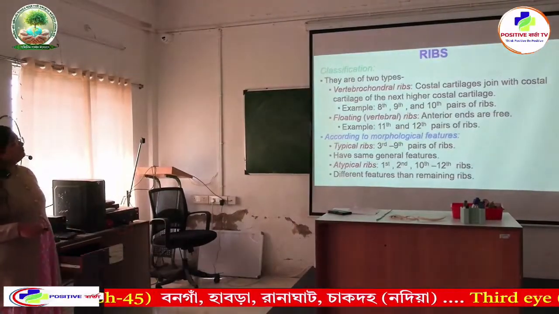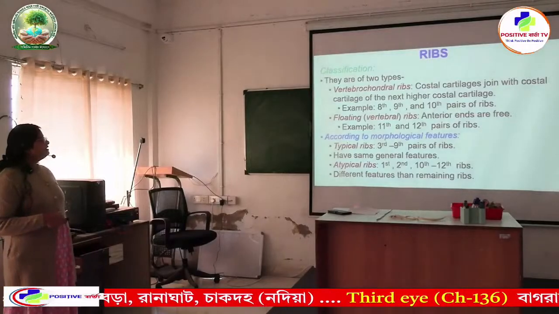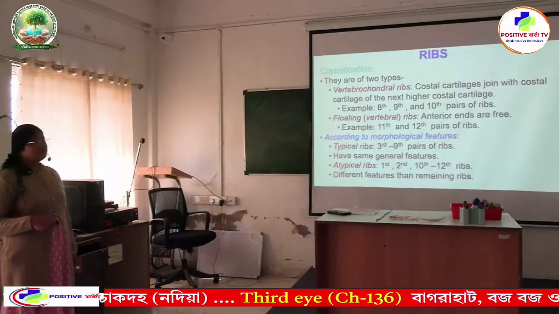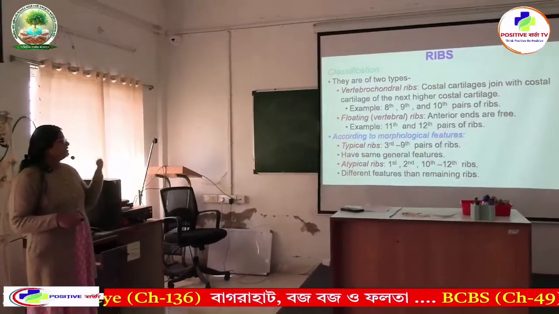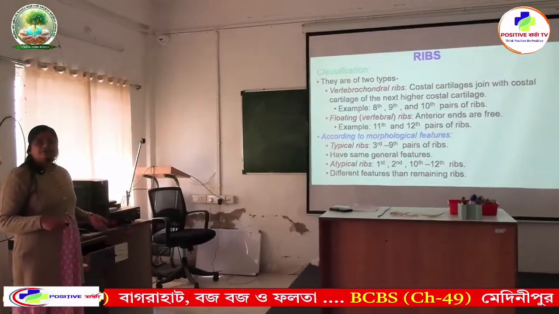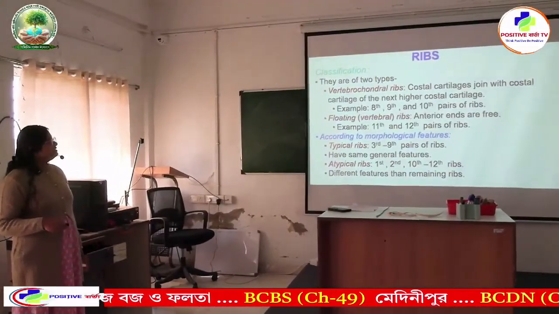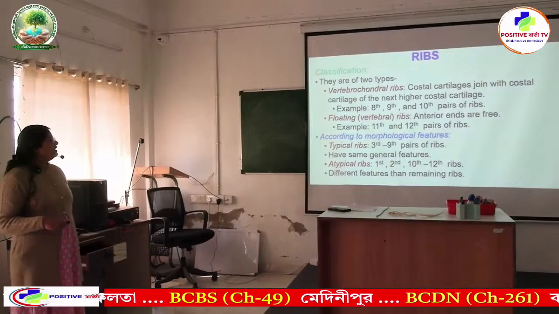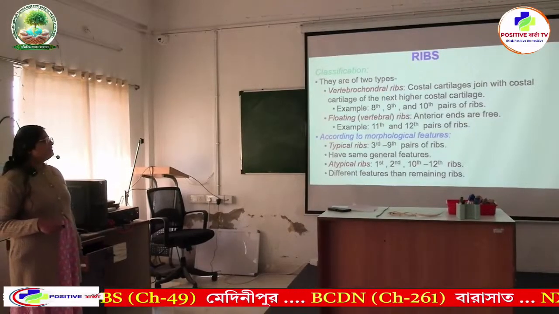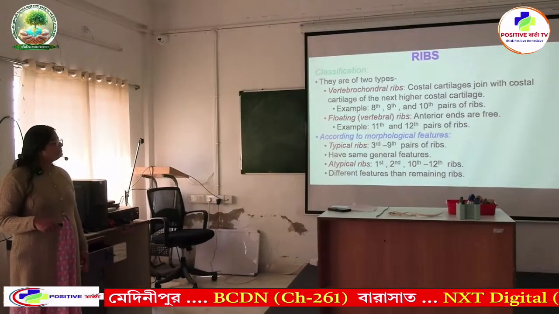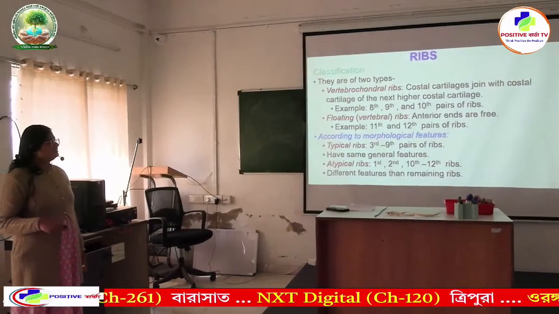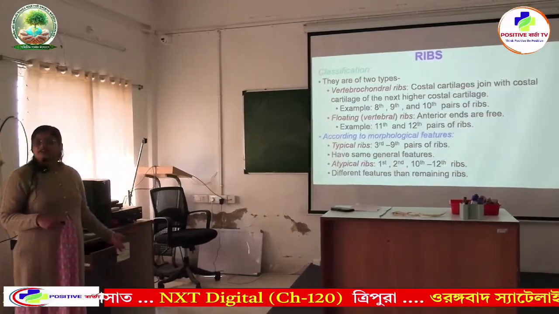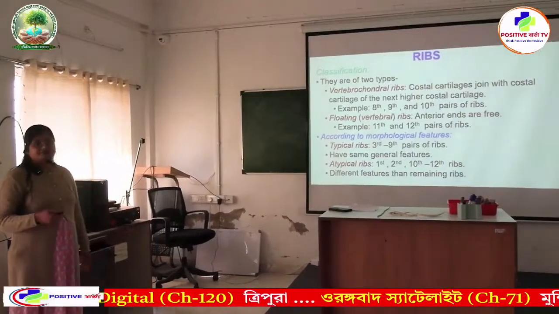Next, according to the morphological features, we are dividing the ribs into typical ribs and atypical ribs. Typical ribs are 3rd to 9th pairs of ribs, and they have the same general features. And atypical ribs are the 1st, 2nd, 10th, 11th and 12th ribs. They have different features than the remaining ribs, different than these typical ribs.